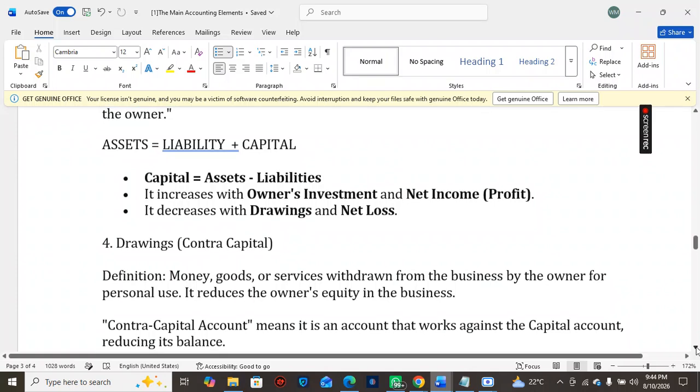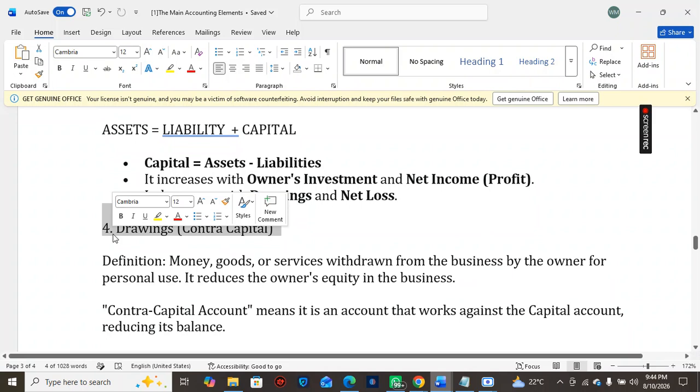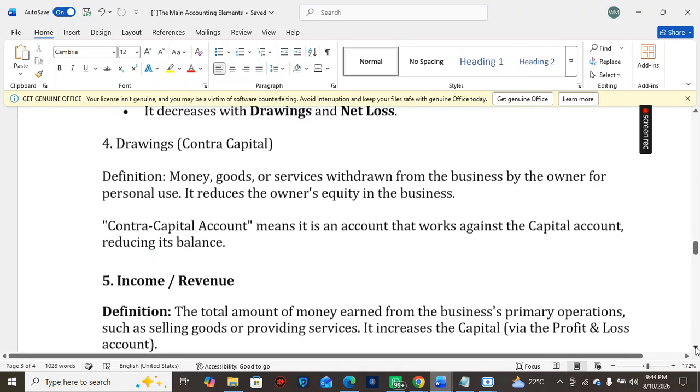So we come now to drawings. Drawings, as I said, is where the owner of the business removes money or resources for personal use. Drawings is a contra capital account, meaning it reduces the value of our capital. In accounts, whenever you hear this word contra, just know it reduces something. So drawings reduces capital. That's the fourth account, drawings.